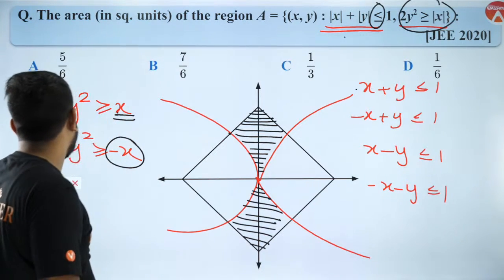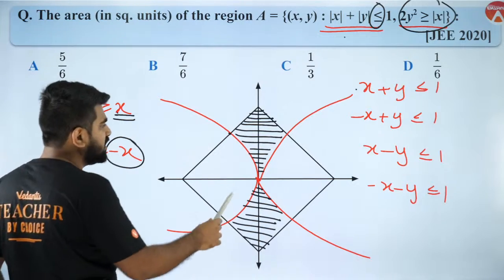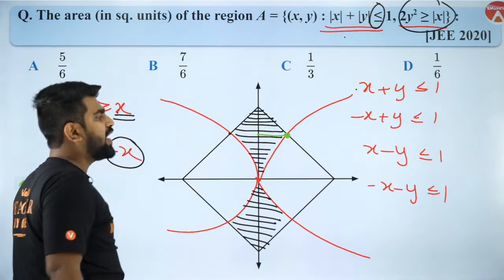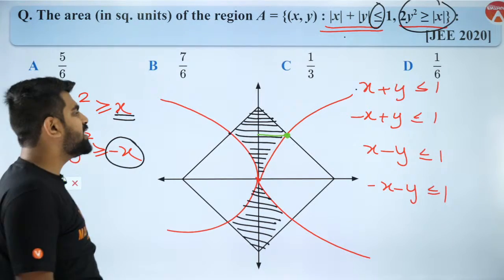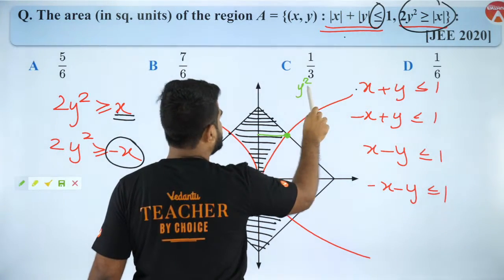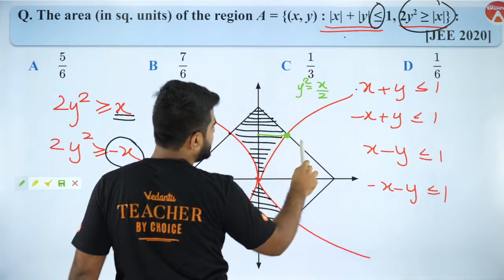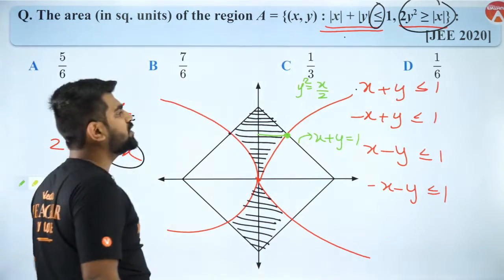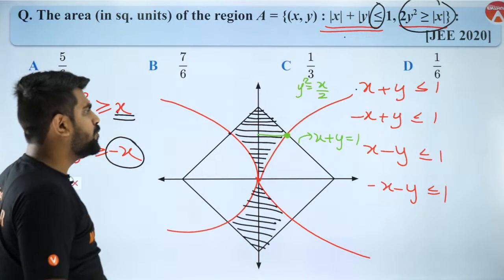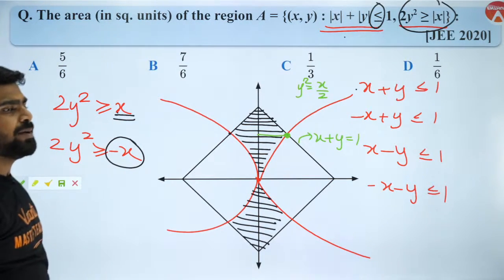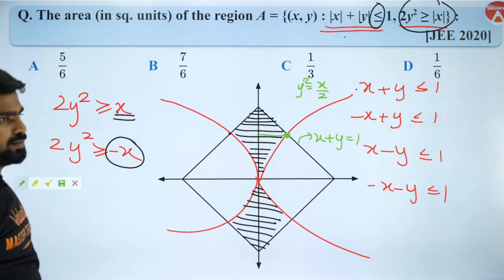Now, how do I find the area of the shaded region? That is a real challenge. So first what I'll do is find the point of intersection. That's very important. What is the point of intersection of this parabola, which is y square equal to x by 2, and this line, which is x plus y equal to 1? If I solve both of them, I will get what?